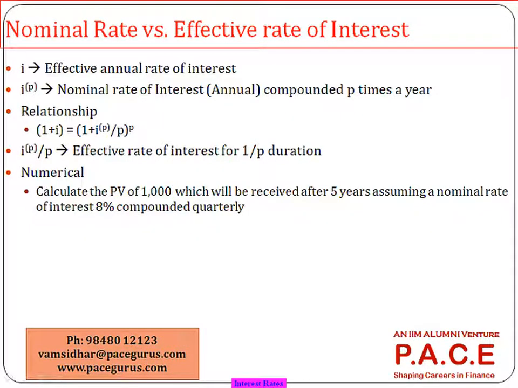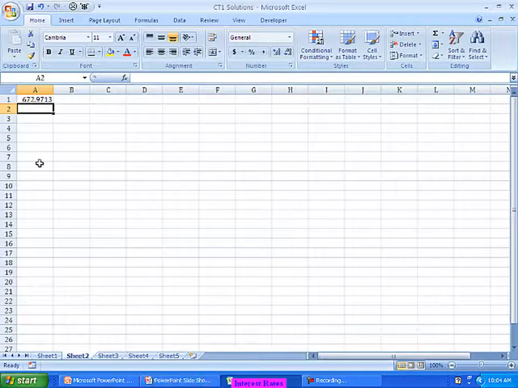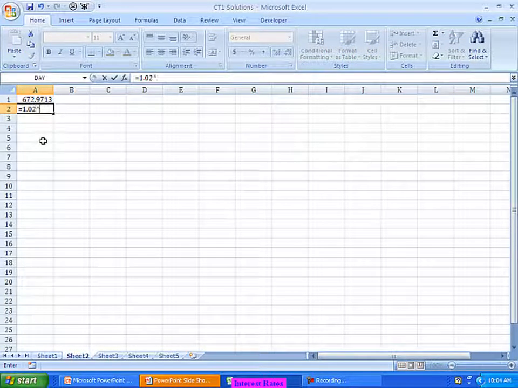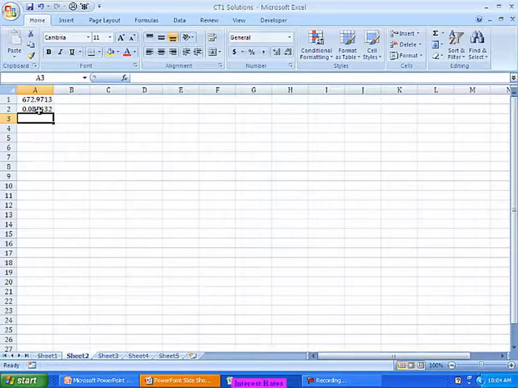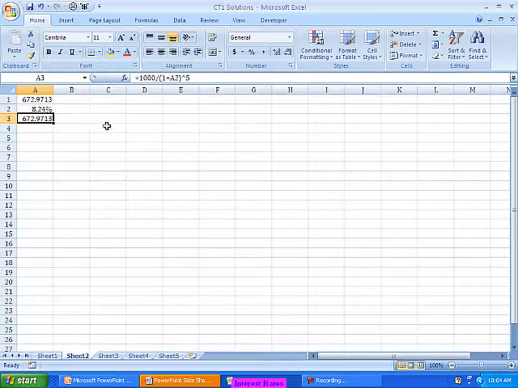But there is another mechanism. I can convert 8% per annum compounded quarterly into an effective annual rate. How do I find out what is the effective annual rate? 1 plus I is equal to 1 plus 8% by 4 to the power 4, which is nothing but 1.02 to the power 4 minus 1 will become the effective annual rate. Okay, let me find out the effective annual rate. 1.02 to the power 4 minus 1, which is giving me 8.24% is the effective annual rate. Now all I can do is use the effective annual rate to the power 5. So 1000 divided by 1 plus effective annual rate to the power 5 will give me the present value, which is nothing but 672.97.